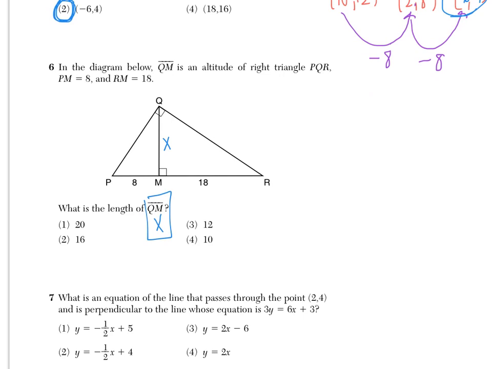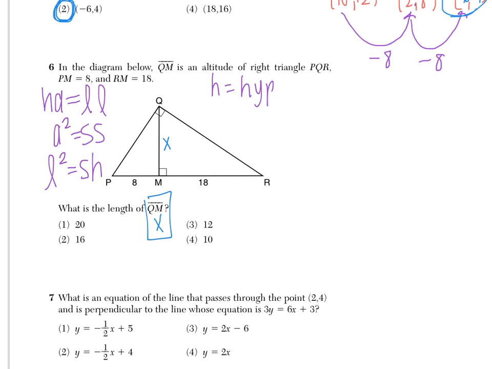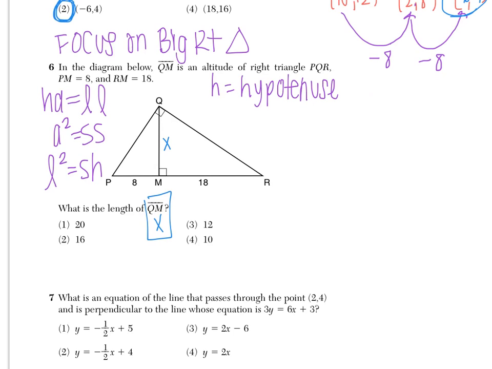When we see pictures like this with a bunch of right triangles set inside of each other, we need to think of 3 formulas. HALL: HA equals LL. ASS: A squared equals SS. And LEASH: L squared equals SH. Where H is your hypotenuse of the big triangle. You're always focused on the big triangle. I'm going to write that up here: focus on big right triangle. Because if you don't, then you're going to label the sides wrong and then you're going to get the answer wrong. Let's see. A is the altitude.